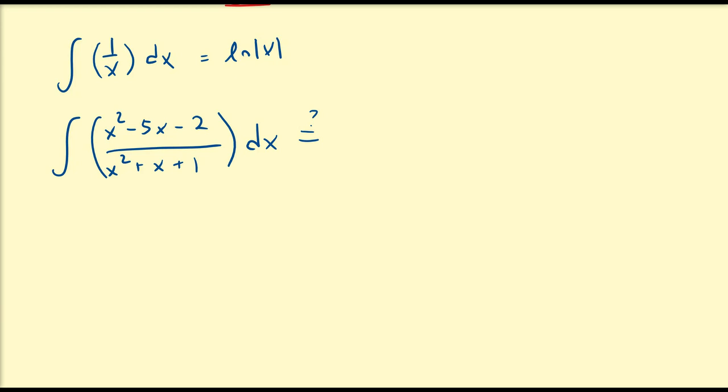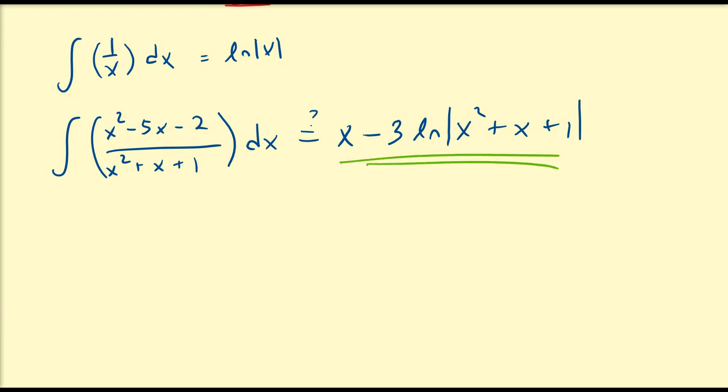If you know partial fraction decomposition and a couple other tricks on these types of functions, you may be able to find that one representation for the answer is x minus 3 times the natural log of x squared plus x plus 1. So how you can get to this answer is one question. But another question is, how do you know an answer can even be found?